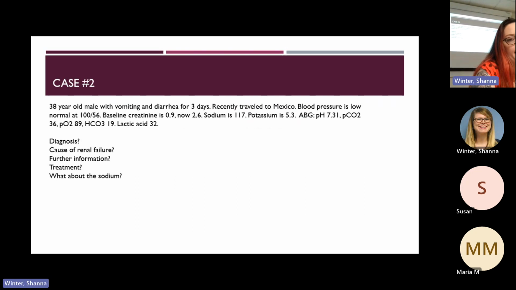38-year-old male with vomiting and diarrhea for 3 days, recently traveled to Mexico. Blood pressure is low normal at 100/56. Baseline creatinine is 0.9, now 2.6. Sodium is 117, potassium is 5.3. You have a pH of 7.31, PCO2 36, PO2 89, and a bicarb of 19. Your lactic is 32. So what would be his admitting diagnosis?